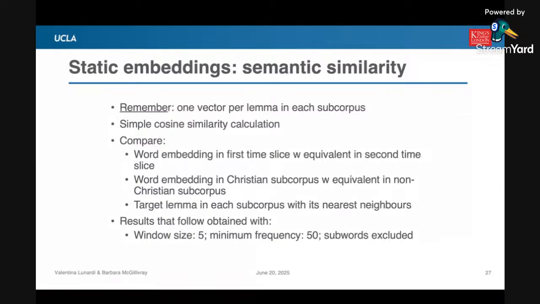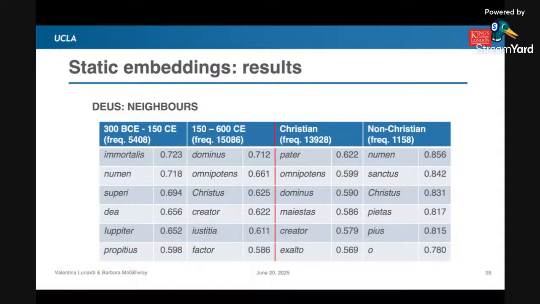We're just going to run a simple cosine similarity calculation and compare what I told you we would compare. So word embeddings in the first time slice versus their equivalent in the second time slice, and the same ones again across the Christian and non-Christian subcorpora. We'll also have a list of nearest neighbors to help us give a qualitative interpretation of everything.